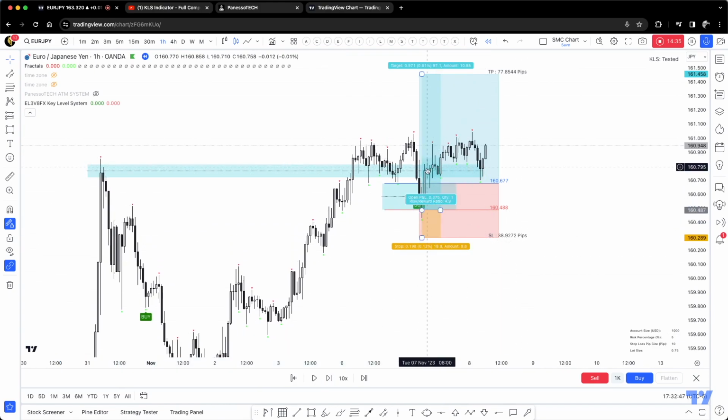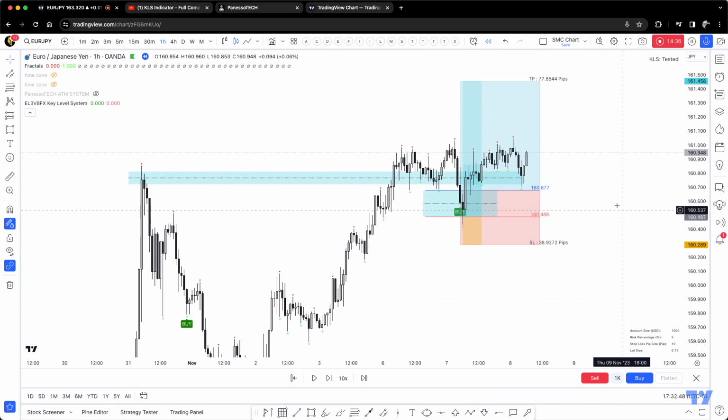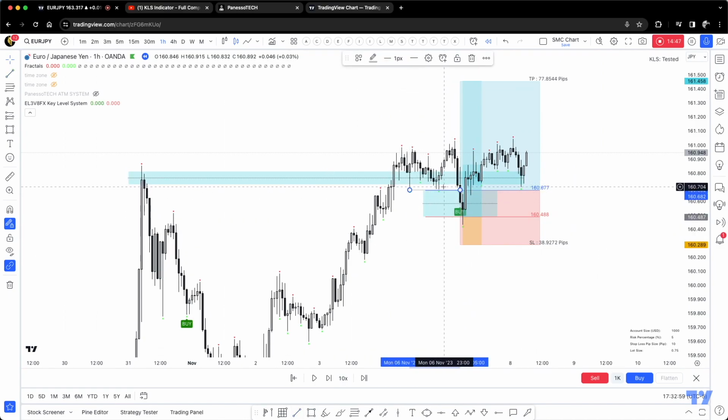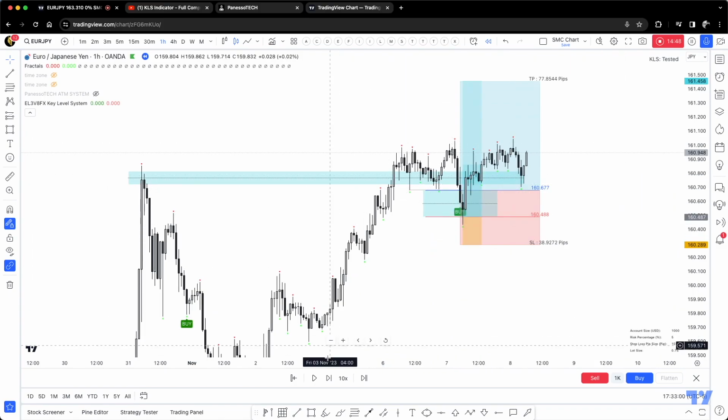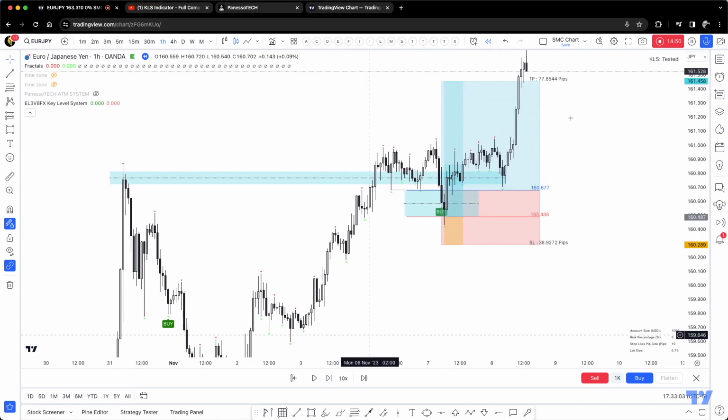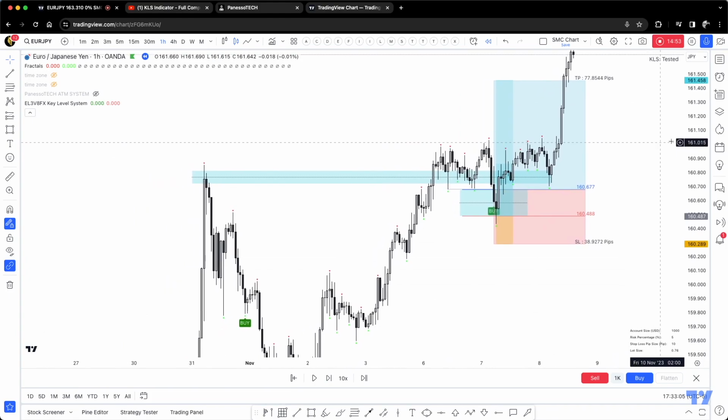It's being respected. This move to the downside, because I also trade ICT, is known as a sweep. Pretty much what the market was doing is sweeping, taking sell side liquidity right here, sweeping these lows, right? It's a trap. It's a manipulation. So from there, look at what happened, right? Nice push to the upside.